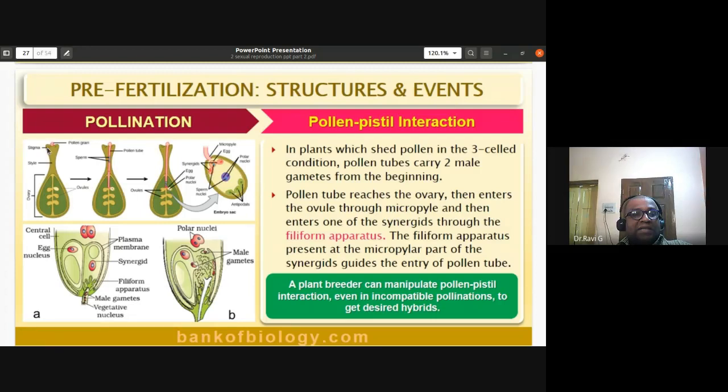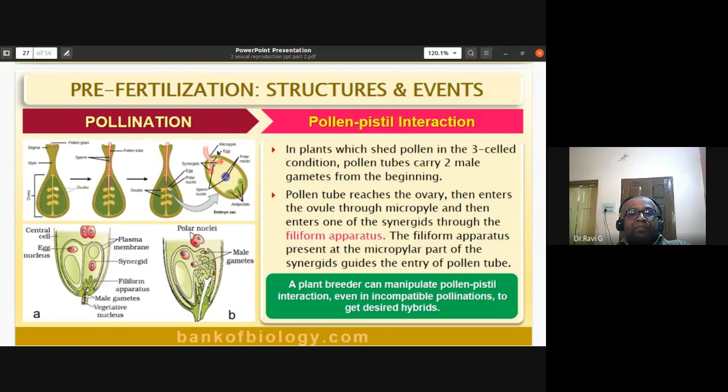So you can see here, first is the pollen grain, it germinates. When the pollen grain germinates, it produces the pollen tube. The pollen tube grows into the stigma, it grows into the style, and it enters the ovary. The third step, after entry into the ovary, is that they enter into the ovule through the micropyle.